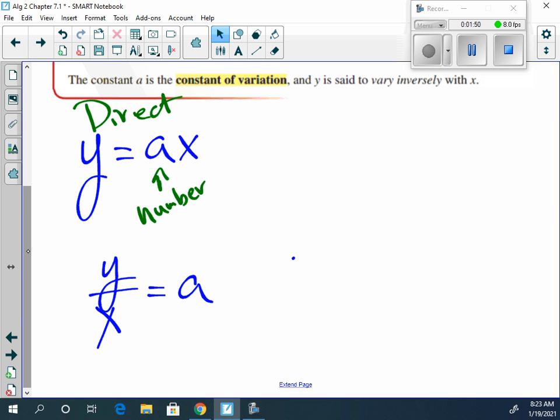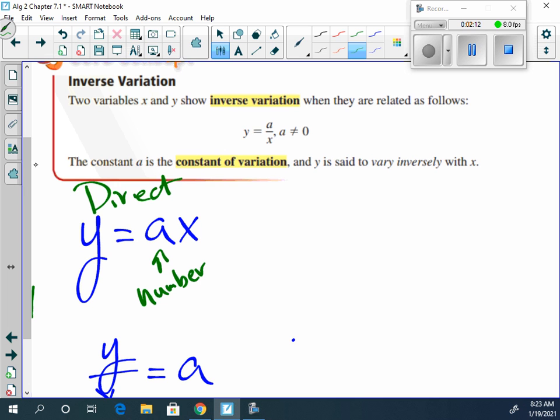And when we're talking about direct variation, we're saying that x varies directly to y. As x increases, y is going to increase as well. Now, if x decreases, what's y going to do? Decrease. They vary directly. As one changes, the other changes proportionally as well. They go in the same direction.